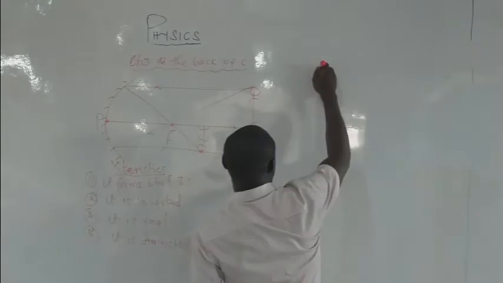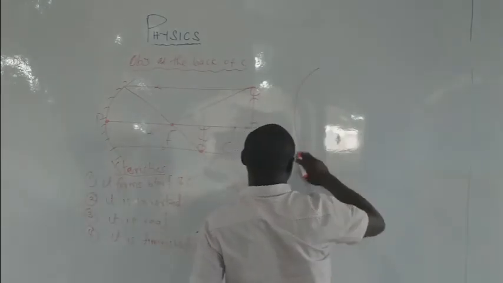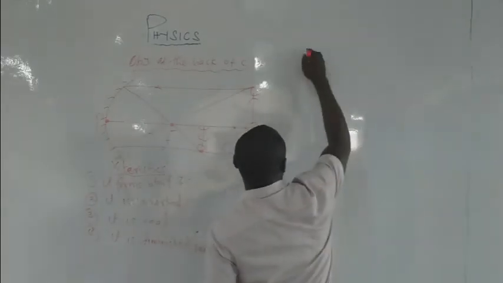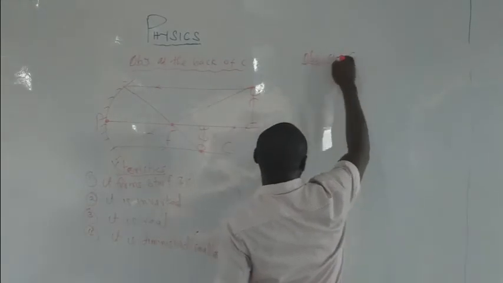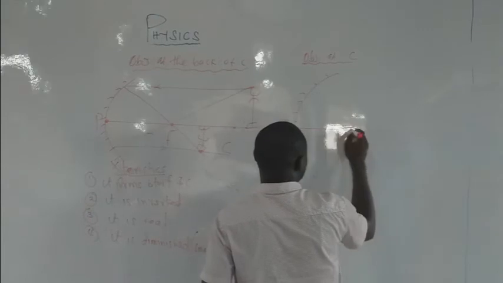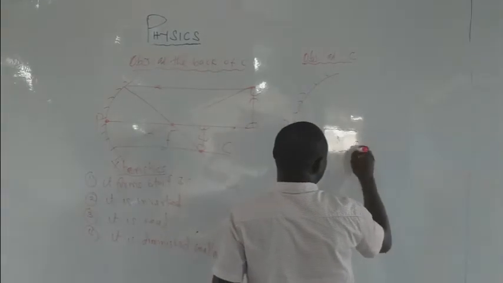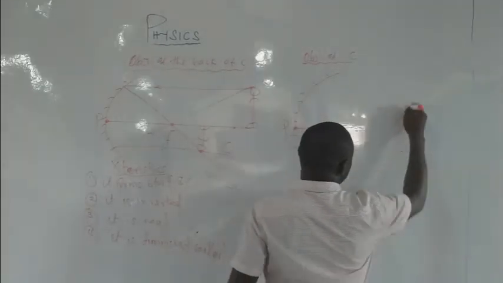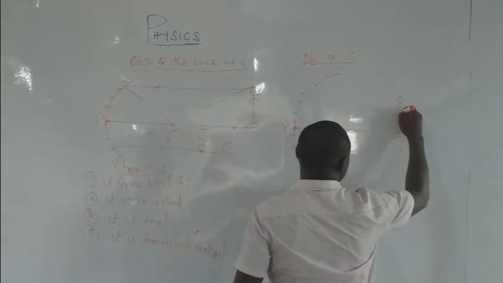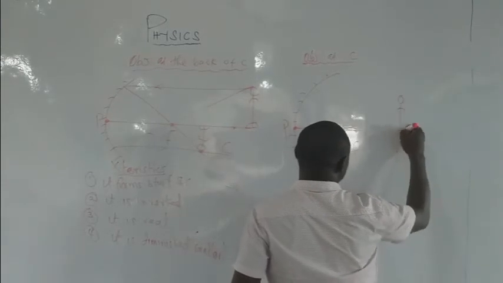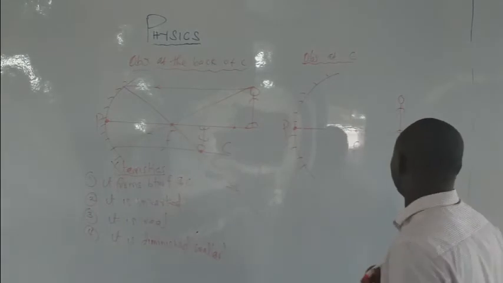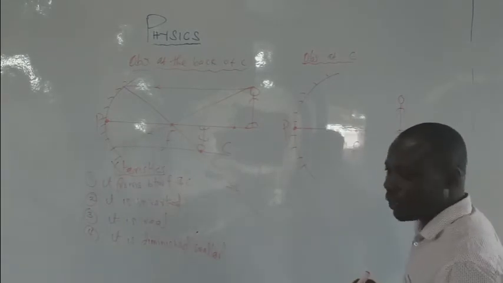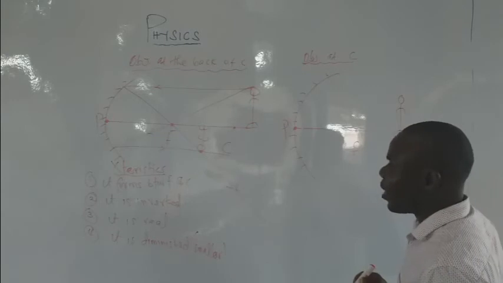The next one is that you have to know the object at C. That's P, F, C. Now the object is here. So we have the object at C, and we want to look at where the image of this object forms and its characteristics.